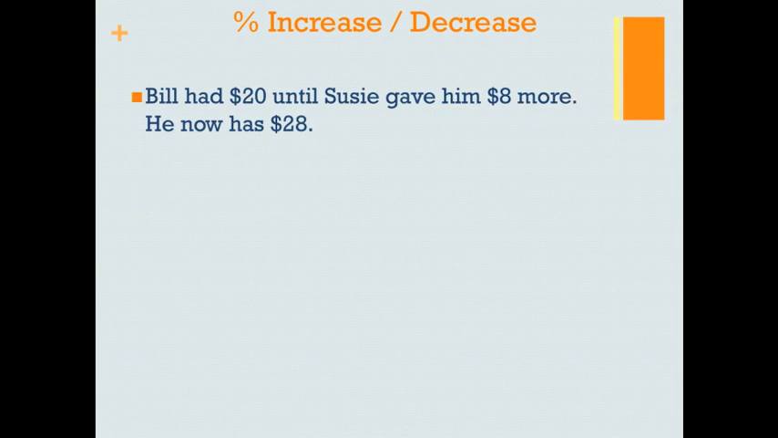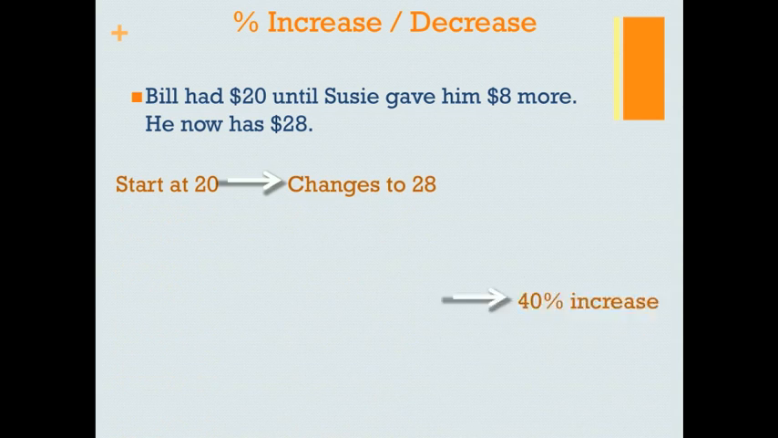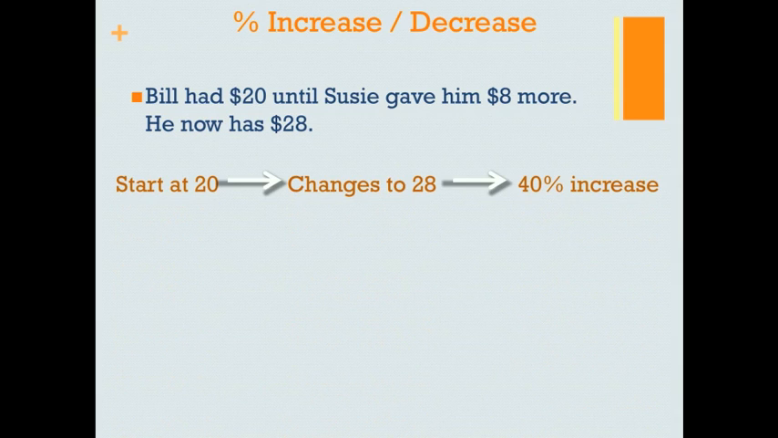For example, Bill had $20 until Susie gave him $8 more. He now has $28. In this case, Bill starts with $20. It then changes to $28. And that produces a 40% increase. His amount changes by 40% and it increases.